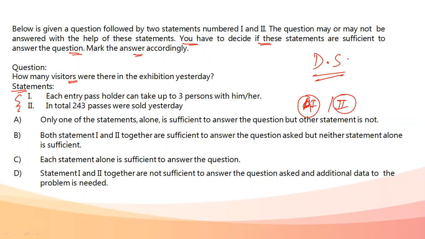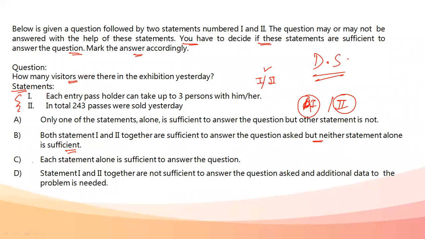Next, option B states both statement 1 and 2 together are sufficient to answer the question, but neither statement alone is sufficient. Okay, this means that some information is given in first statement, some is given in second statement, and to answer that particular question, I need to use both the statements together to get the answer. Individually, they are not going to give me any answer. That is my option B.